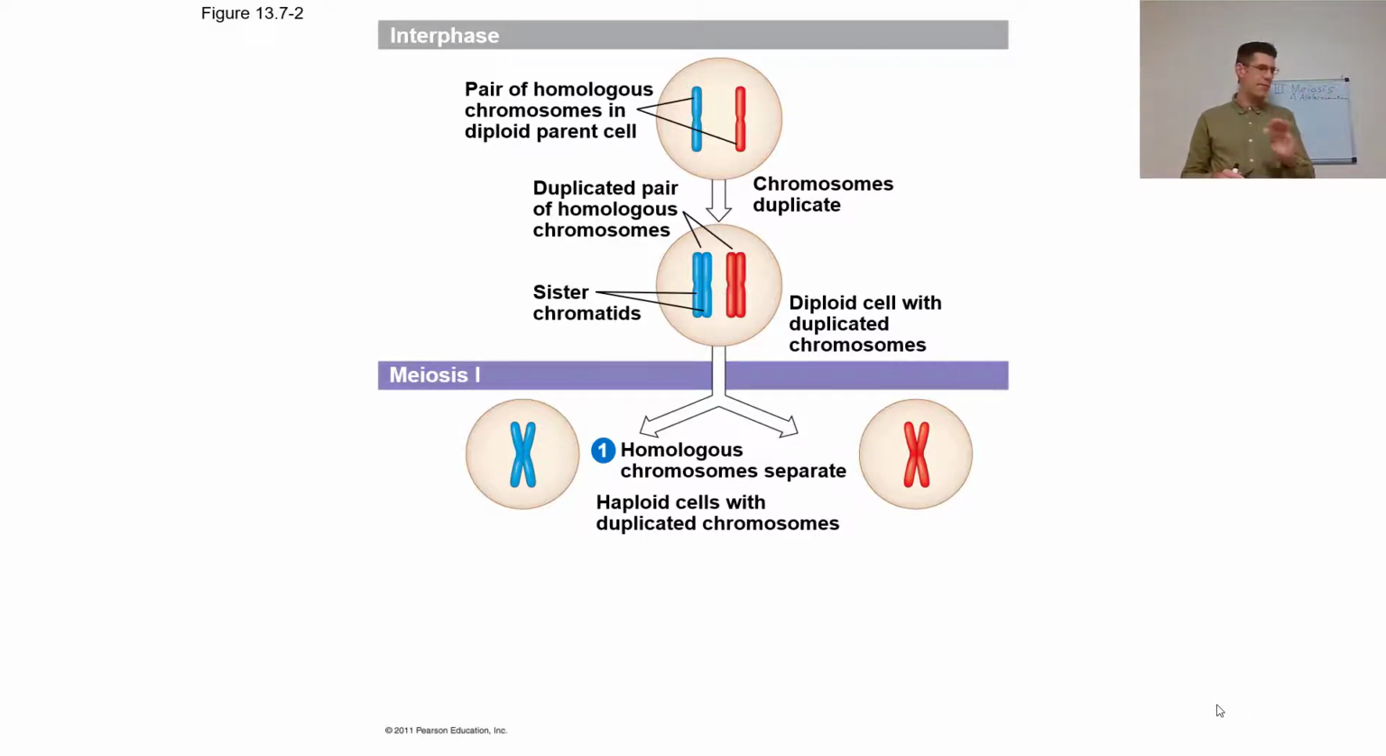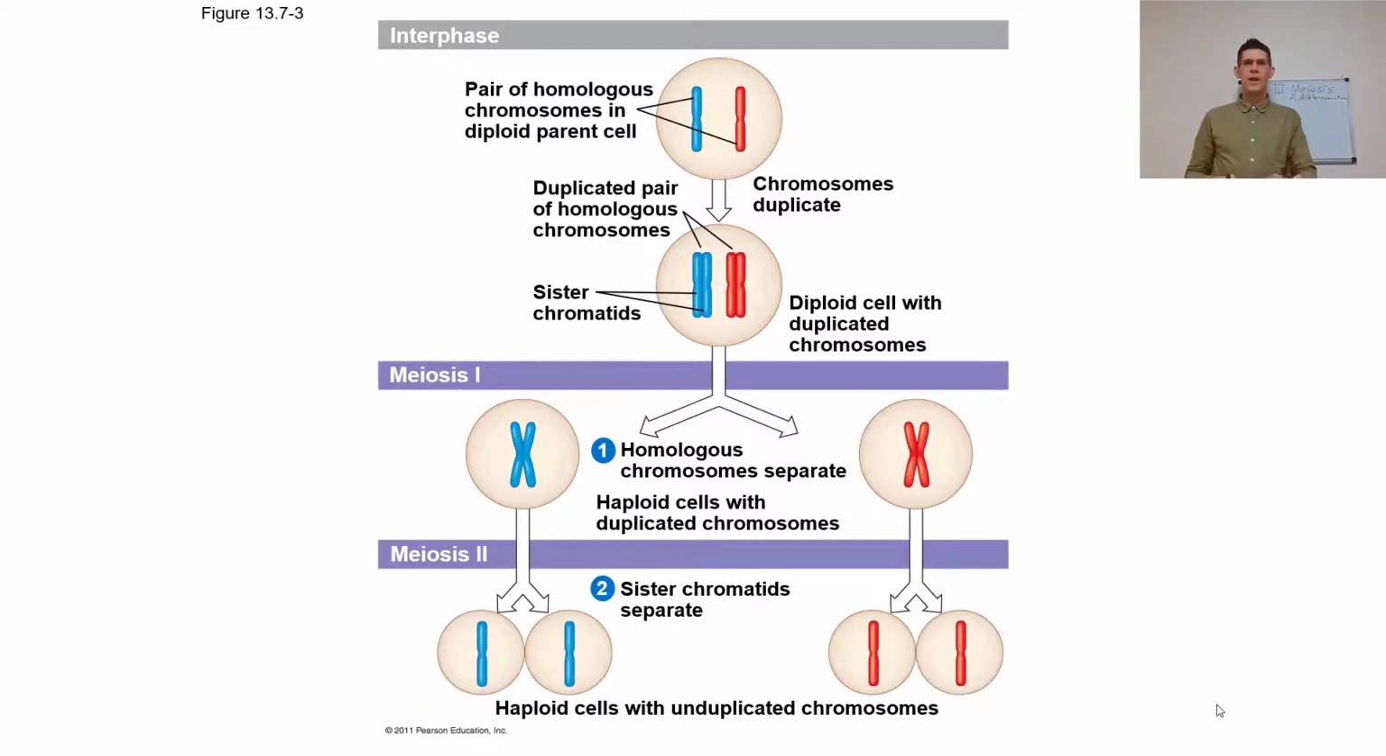So all the DNA that came from dad goes one way, all the DNA that came from mom for this chromosome goes another way. That is separating the homologs in meiosis 1, leaving haploid cells that still have those duplicated chromosomes. Meiosis 2 is going to make the sister chromatids separate. So that's going to be very similar to what you saw in mitosis, making four haploid cells with those unduplicated chromosomes. That's the goal of meiosis.